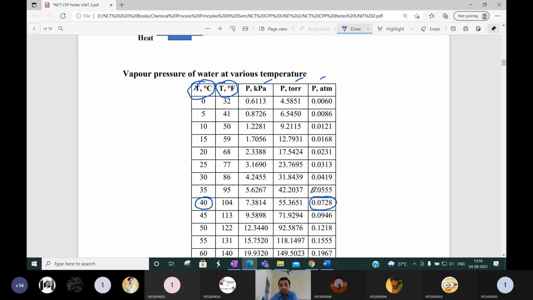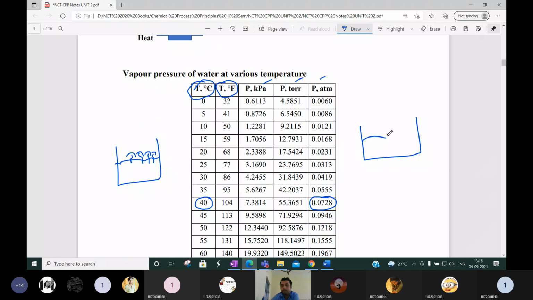Okay, it means what? At 40 degrees Celsius also, the liquid will vaporize. It has a certain vapor pressure. We can't see it. It will not boil, but some vaporization will still take place. It has this much vapor pressure.